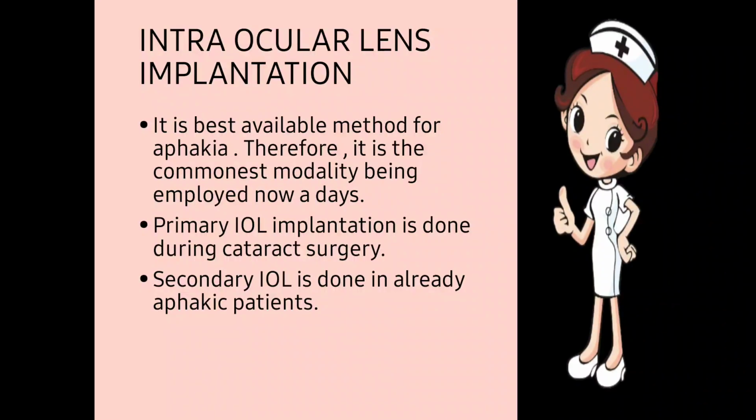Next, intraocular lens implantation. It is the best method available for aphakia, and therefore it is the commonest modality employed nowadays. Primary IOL implantation is done during cataract surgery. Secondary IOL is done in an already aphakic patient. Sometimes while doing the cataract surgery, a complication takes place, due to which we remove the cataractous lens and do not put in another lens. So a secondary IOL is done. In the case of secondary IOL, we use an SF IOL, or sometimes an iris claw lens, in aphakic patients.